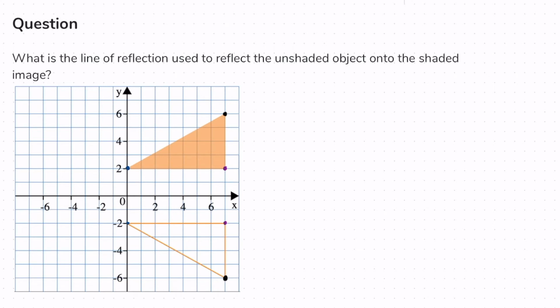Now to find the line of reflection, I'm going to find the midpoint between any of these two values. So let's go for this one here. So I'm moving from 2 to -2. So that's a distance of 4. 4 divided by 2. Well, that tells me where my midpoint is. It's there, where y equals 0.